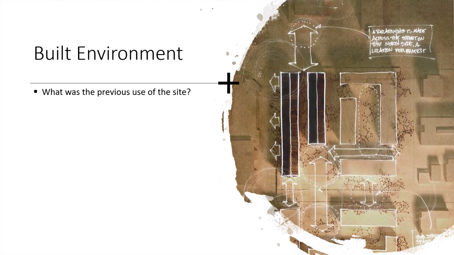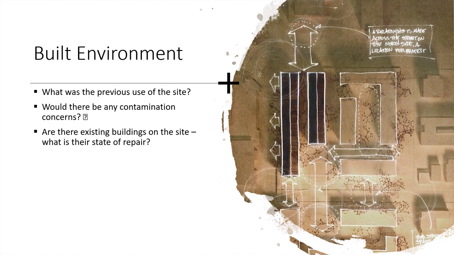So you ask yourself, what was the previous use of the site? In my previous class, I had them design a resort on an island in Antique. It's called Semirara Island. It was previously a coal mine, a coal pit mine, and then they changed the use and converted it into a resort. So how does that affect your site in terms of the building type that you're going to put in there? Would there be any contamination, any concerns?